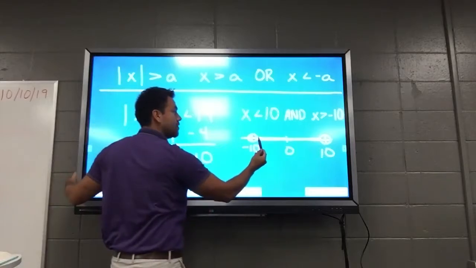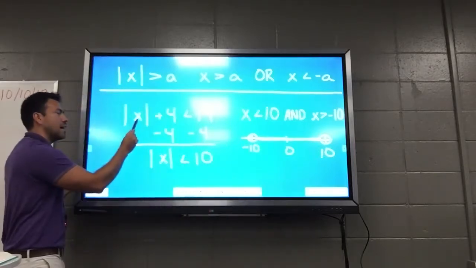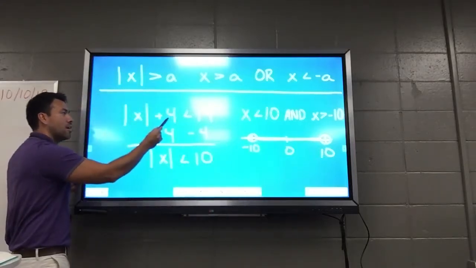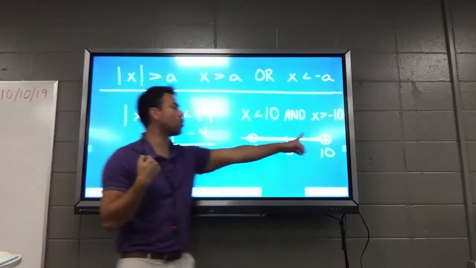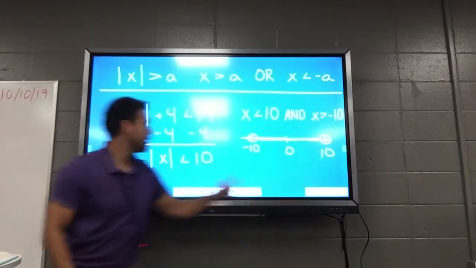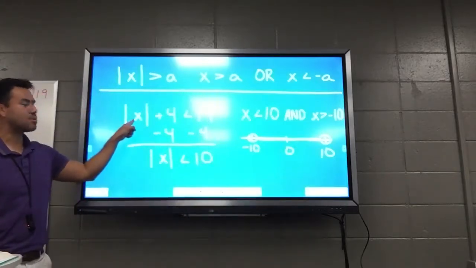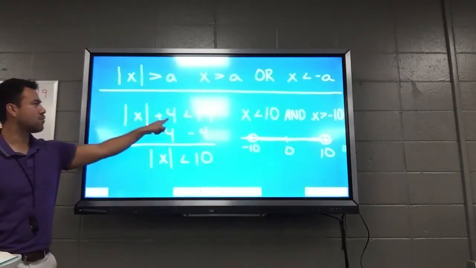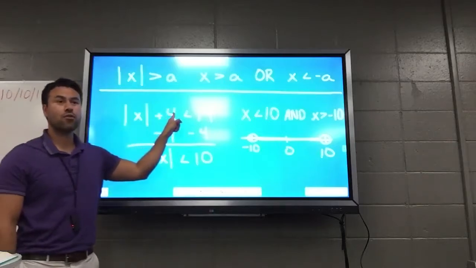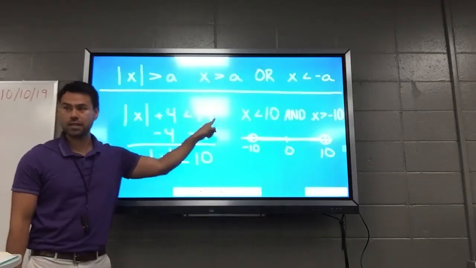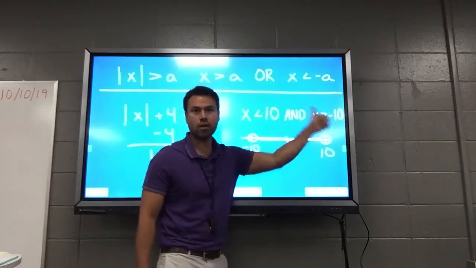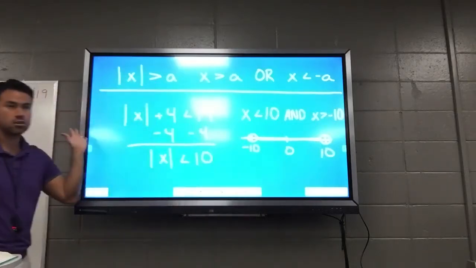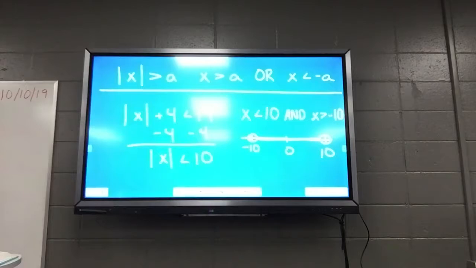I'm going to try negative 9. What's the absolute value of negative 9? 9 plus 4? 13 is less than 14. That works, doesn't it? Does 10 work? No. Good. Absolute value of 10? 10 plus 4? Is 14 less than 14? No. That's why it's an open circle on 10. 11 wouldn't work. 12, negative 11, negative 12. None of those work.